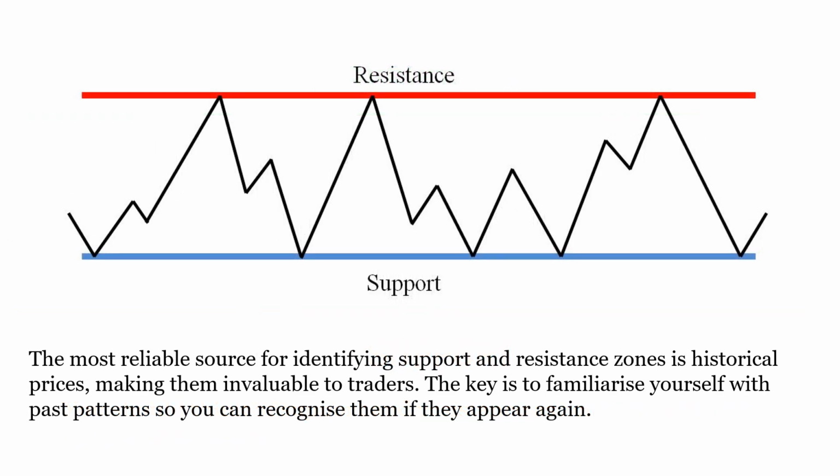The most reliable source for identifying support and resistance zones is historical prices, making them invaluable to traders. The key is to familiarize yourself with past patterns so you can recognize them if they appear again. However, it is important to remember that past patterns may have formed under different circumstances, so they are not always a reliable indicator.